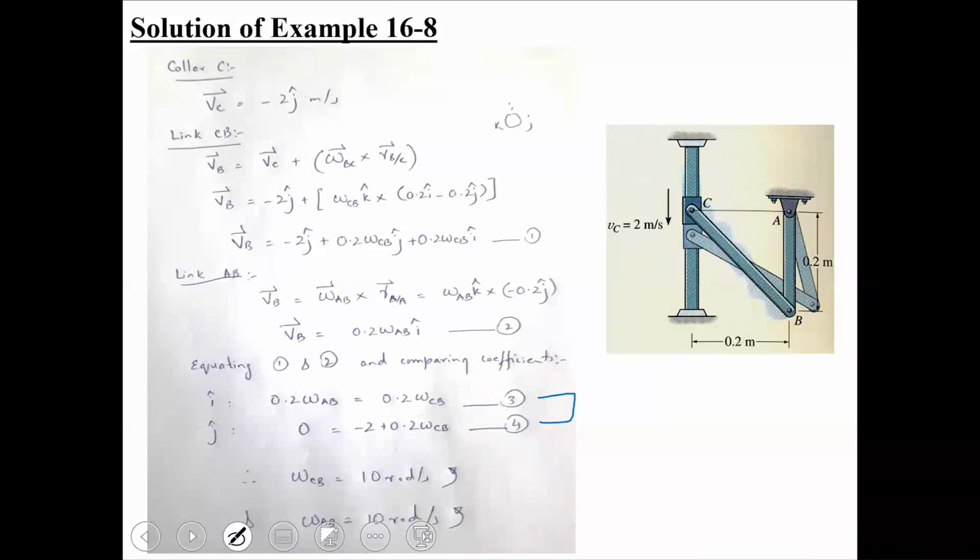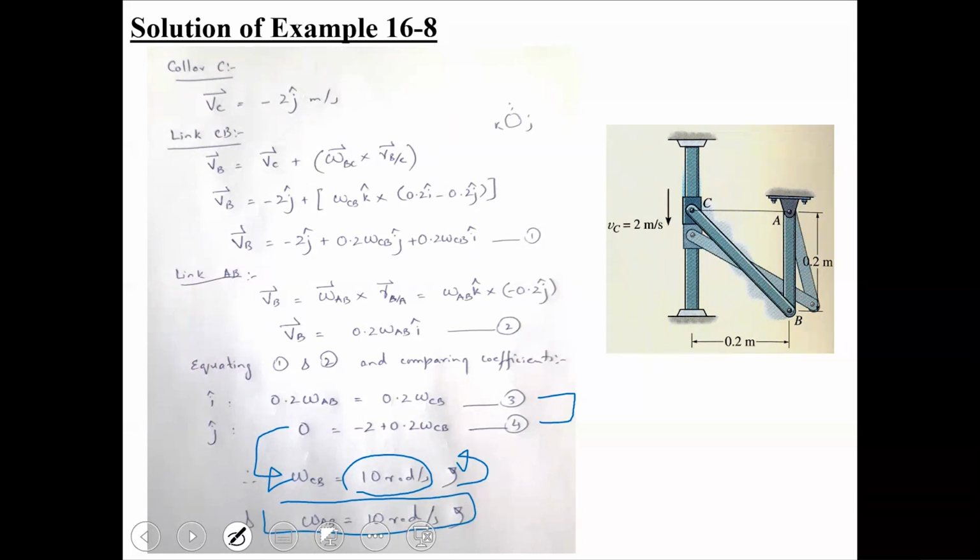Comparing the i coefficients, 0.2 omega AB should be equal to 0.2 omega CB. And comparing the j coefficients, 0 should be equal to -2 plus 0.2 omega CB. So from this equation, omega CB comes out to be 10 radians per second. And since this omega comes out to be a positive quantity, it means that your assumed direction of omega was correct. Similarly, putting the value of omega in equation number 3 would give you omega AB to be equal to 10 radians per second again.